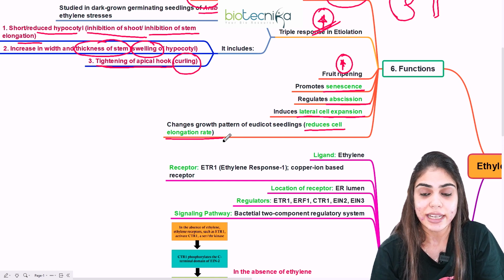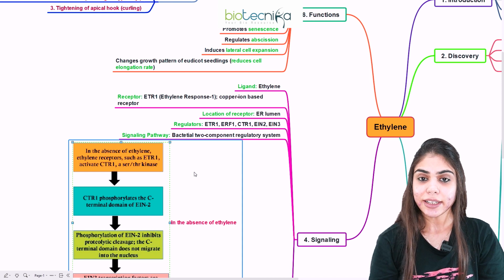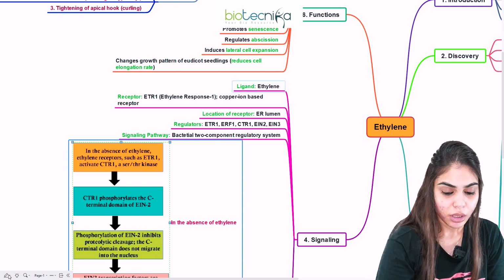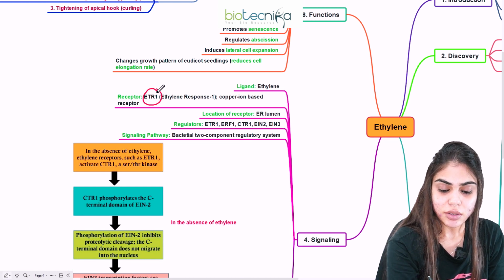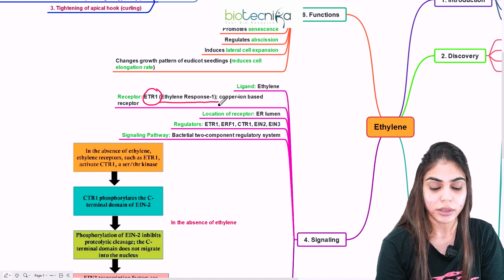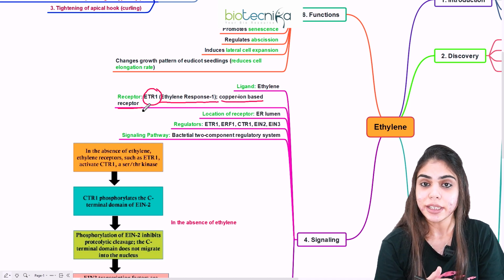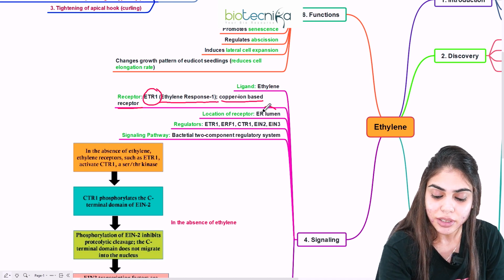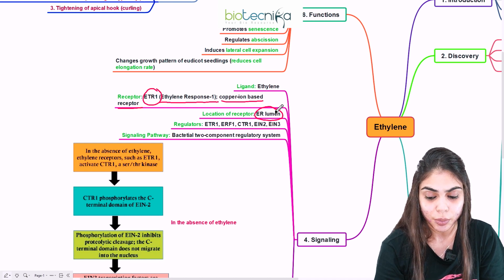Now let's see the signaling mechanism. So the ligand that is used for the mechanism is ethylene itself. What is the name of the receptor? It's ETR1, which is also known as ethylene response 1, which is a copper ion based receptor that requires the copper ion for its functioning. What is the location of the receptor? This receptor is located in the endoplasmic reticular lumen.